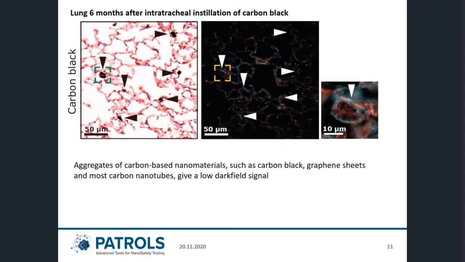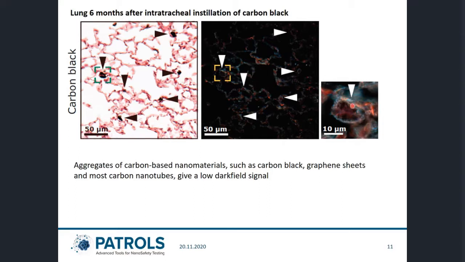This is an example where the enhanced dark field does not give you any advantage. So this is lungs with carbon black. The carbon black is black in bright field, as you see here with the arrows. And it's also black in dark field. And this is because the carbon absorbs the light rather than scatters the light.